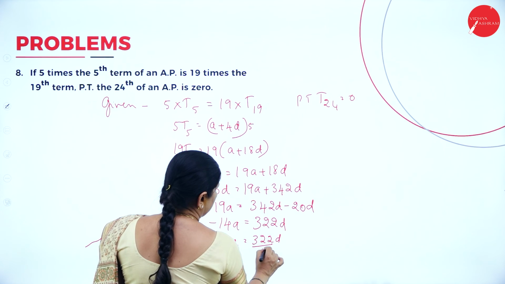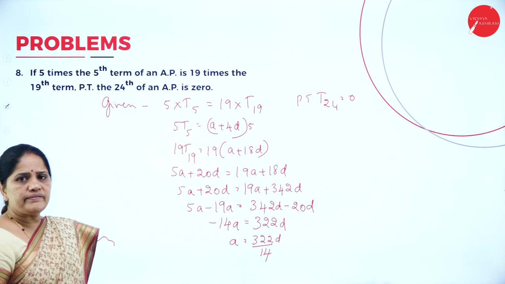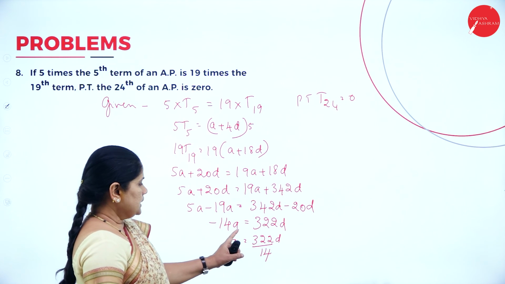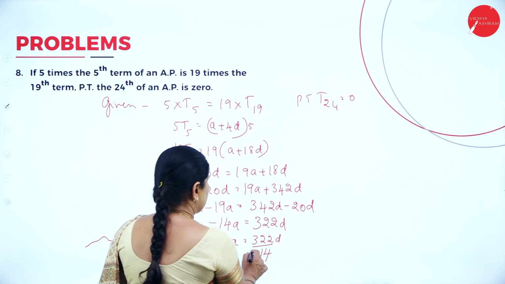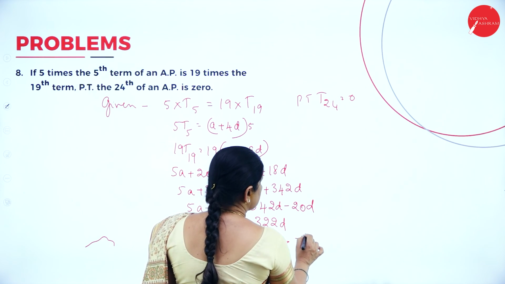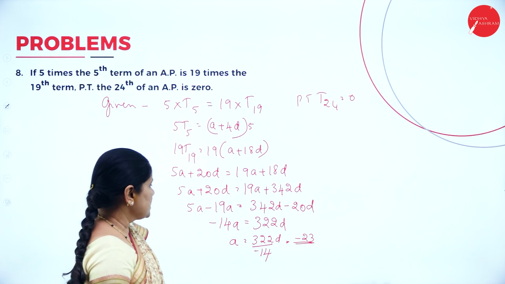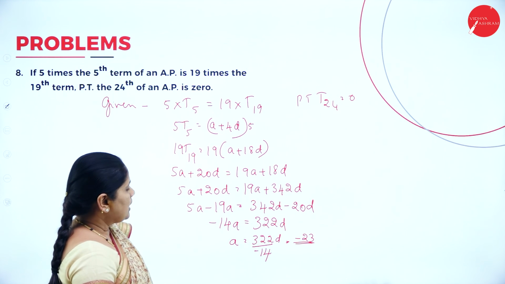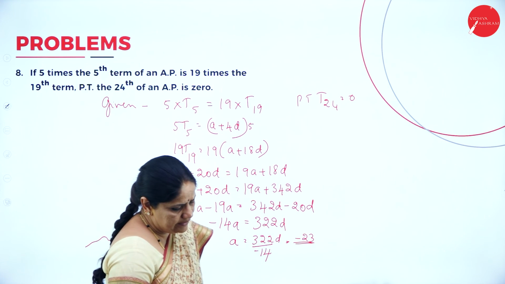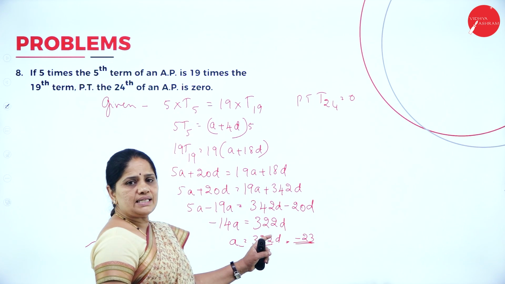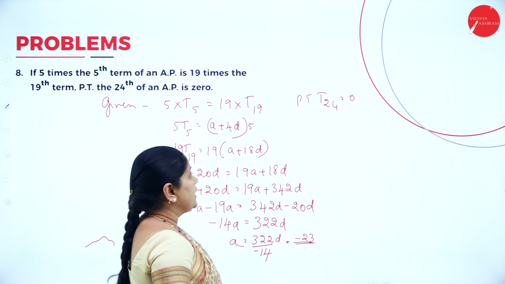322D divided by 14. Now, is this 322 divisible by 14? So 322D divided by 14 will be minus 23. So A is equal to minus 23. Now, we substitute the value of A in the first equation. Now we know that A equals minus 23. Now we want the value of T24.